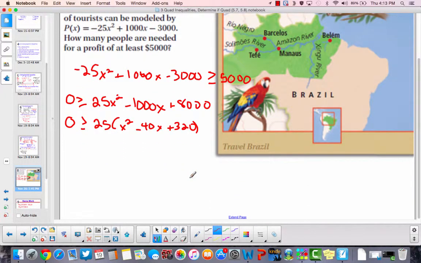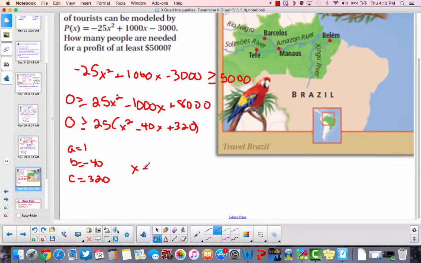Now, I could ask myself, does that factor? Does anything multiply to give me 320 and add to give me negative 40? It does not, so I need to use the quadratic formula. We don't have to worry about the 25. We're just going to say our A is 1, B is negative 40, and C is 320. And so we're going to plug that into our quadratic formula.